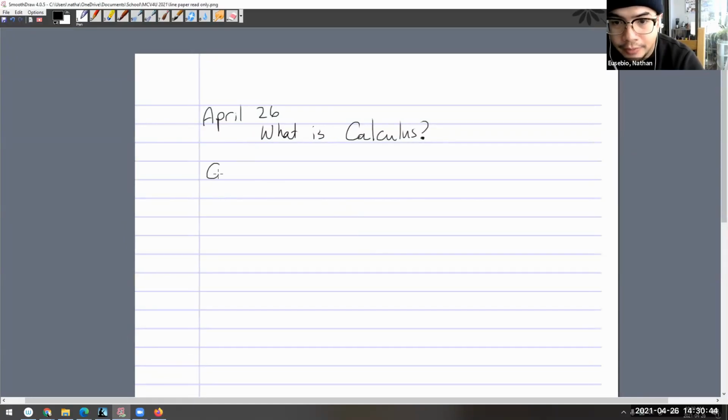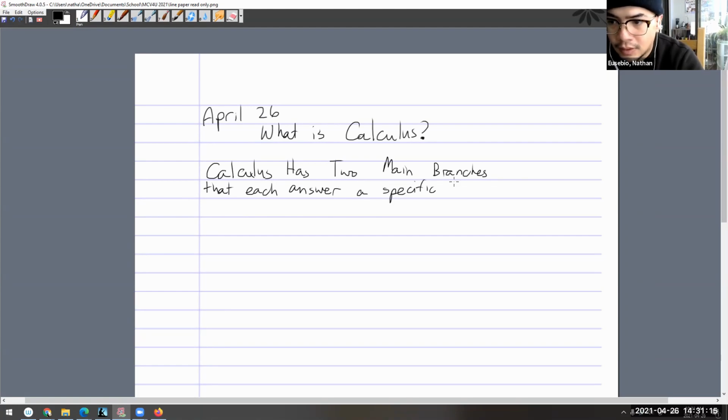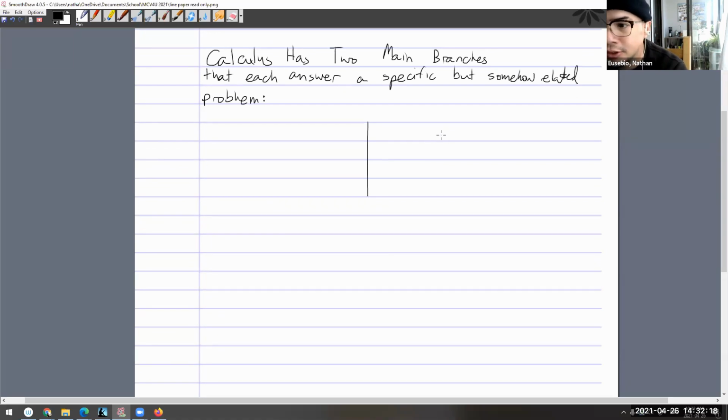Calculus has two main branches that each answer a specific, but somehow related, problem. So let's see. The first problem, which you won't really see until university.